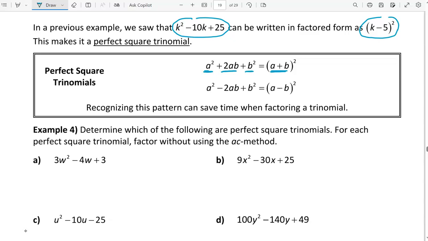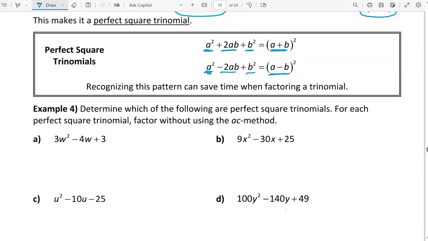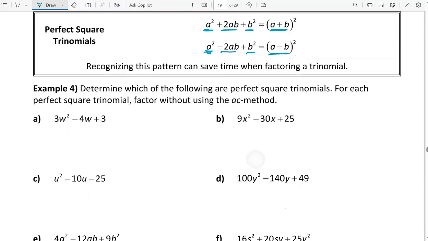I want you to notice that the first and last terms are perfect squares, and that the middle term is comprised of 2 times the value of a times the value of b. And a variation on this, a minus b squared, is a squared minus 2ab plus b squared. Again, first and last terms are perfect squares and are positive, and the middle term is the opposite of 2 times a times b.